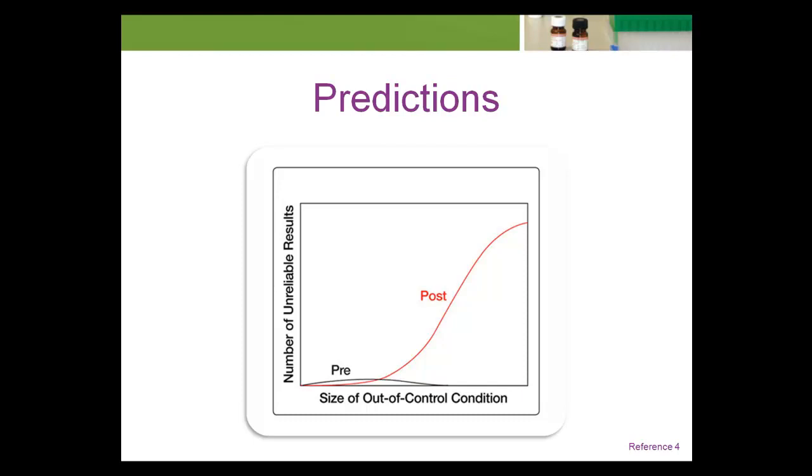Large out-of-control conditions can produce a large number of unreliable patient results. However, large out-of-control conditions are relatively easy to detect. Therefore, for large out-of-control conditions, virtually all of the unreliable patient results are correctable because they were produced between the last acceptable QC and the QC rejection.